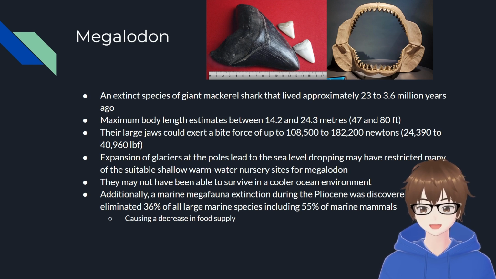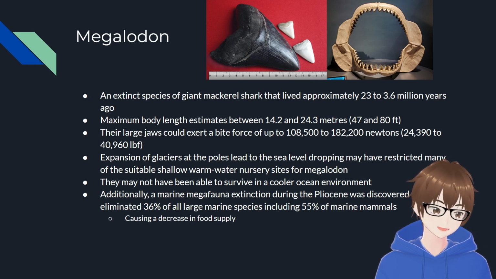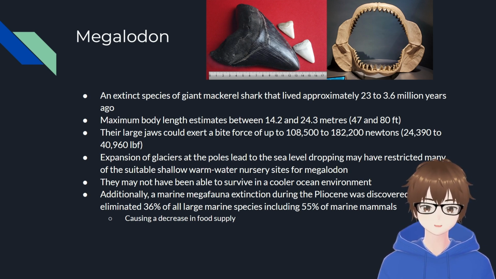And additionally, a marine megafauna extinction happened during the Pliocene, which was discovered to have eliminated 36% of all large marine species, including 55% of marine mammals. So this would have caused a major decrease in food supply. With the expansion of glaciers causing their nurseries to be destroyed, the ocean water becoming colder, and most of their food sources being killed or reduced, there were a lot of things going against the megalodon. So that's probably the reason why megalodons do not exist today.